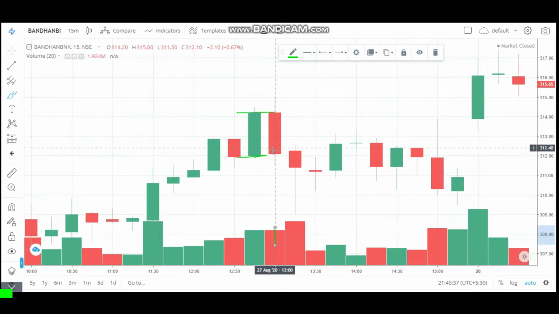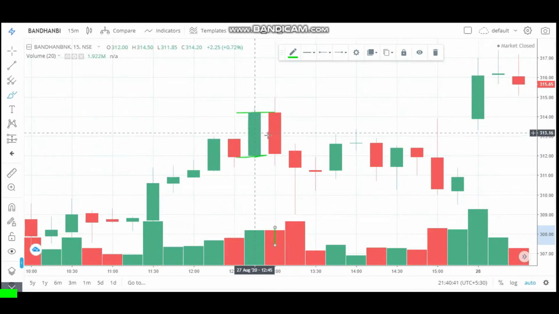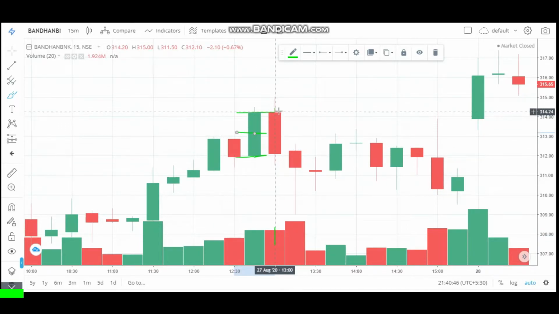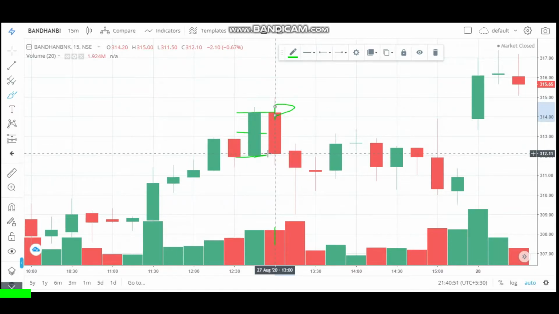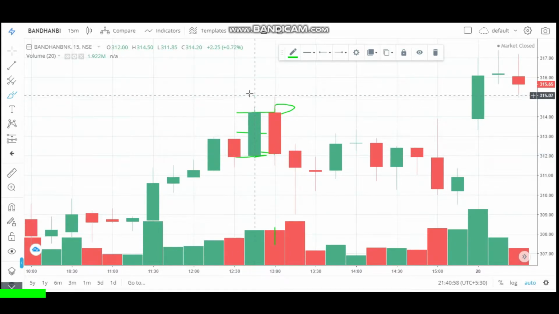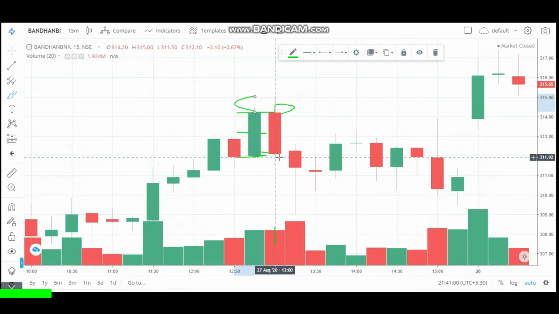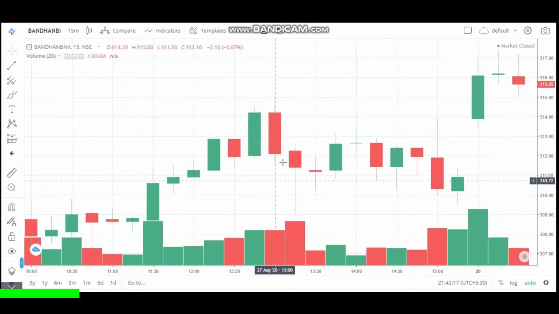The next candle, we should always compare with the previous candle. So now we'll compare this red candle with this previous green candle. The red candle opened at this area on the upside and closed here below. The green candle closed up here and the red candle closed down. So if the present candle closes below the previous candle, the volume will be in red color. I hope you are understanding about the volumes.